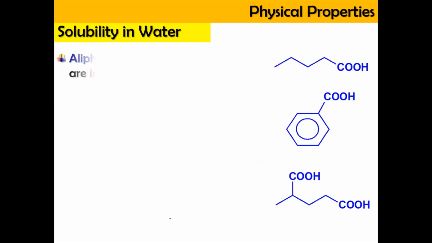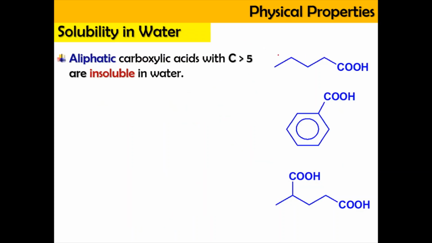Okay, so generally you can say that when the carbon chain is less than 5, it is soluble in water. However, when the aliphatic carboxylic acid has more than 5 carbons, 1, 2, 3, 4, 5, then they are insoluble in water. Okay, but 5 here is still soluble, but if it is more than 5, for example, an extra one here, then it is insoluble. Okay, because of the hydrophobic area.